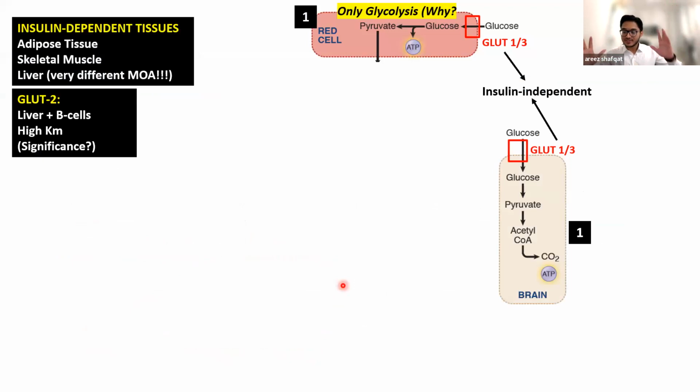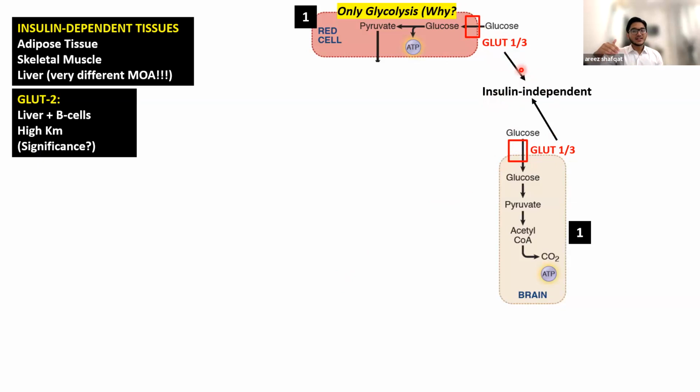Okay, so now let's connect all these pathways together. Let's say you eat a high carbohydrate meal. Let's start with insulin independent tissues. The ones I told you to remember were the red blood cell and the brain. You have to know that the red blood cell and the brain express GLUT1 and GLUT3. These transporters are not affected by insulin. Insulin has no effect on them.